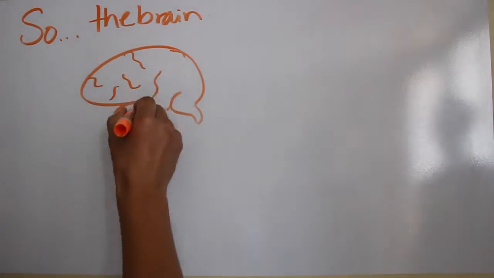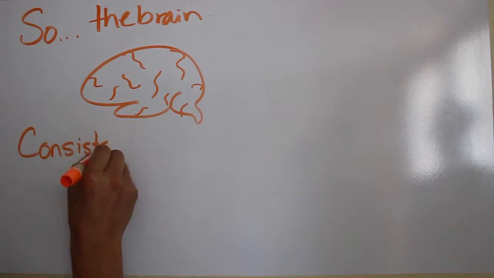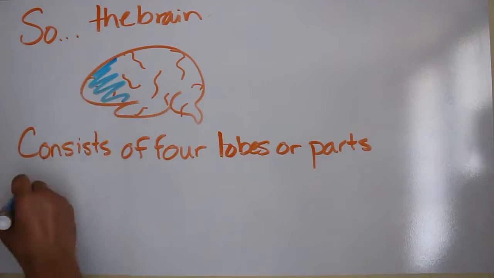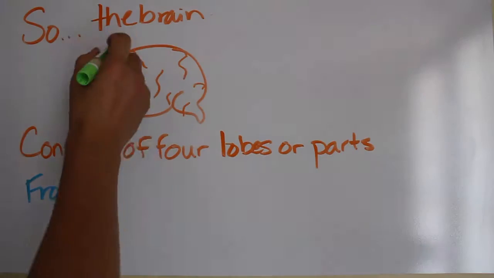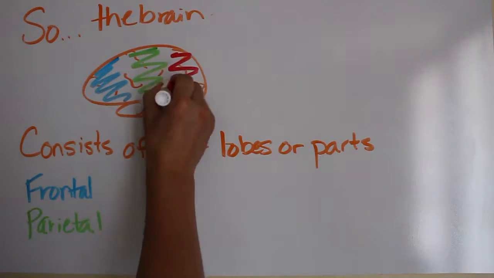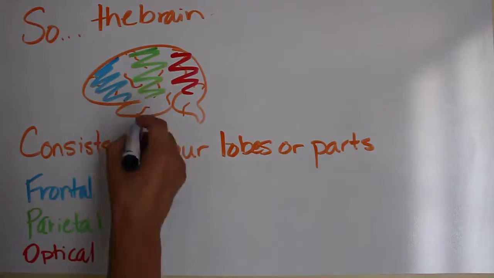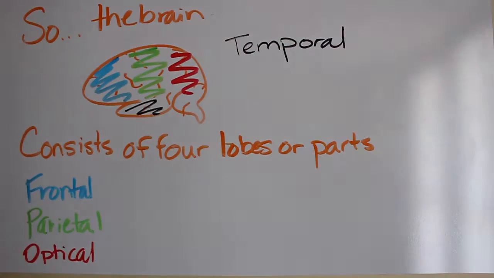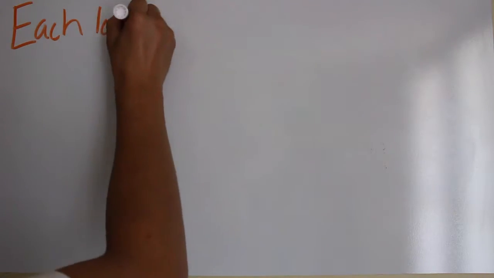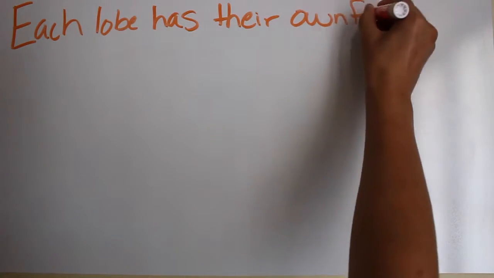So, the brain consists of four regions, four lobes, or four parts: the frontal, the parietal, the occipital, and the temporal. Each of the lobes has its own functions.